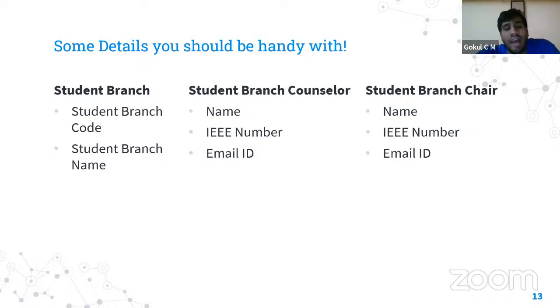Then you should have the following details of the student branch counselor: his full name, his IEEE number, and his email ID. And make sure this is an email ID he checks, because mails go to this student branch counselor. And for the student branch chair, you also need his or her name, IEEE number, and email ID, and he or she should also be actively using this email ID. So these are some details you should have handy.